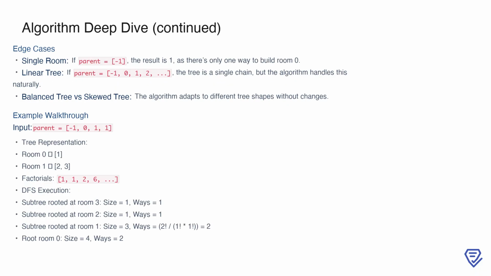The algorithm is robust and handles a variety of edge cases seamlessly. For example, if the input consists of a single room, where the parent array is [-1], the result is simply 1, as there's only one way to build the root room. For a linear tree, where each room is the parent of the next, the algorithm naturally handles the chain structure. Additionally, the algorithm adapts to both balanced trees and skewed trees without modification, demonstrating its versatility.